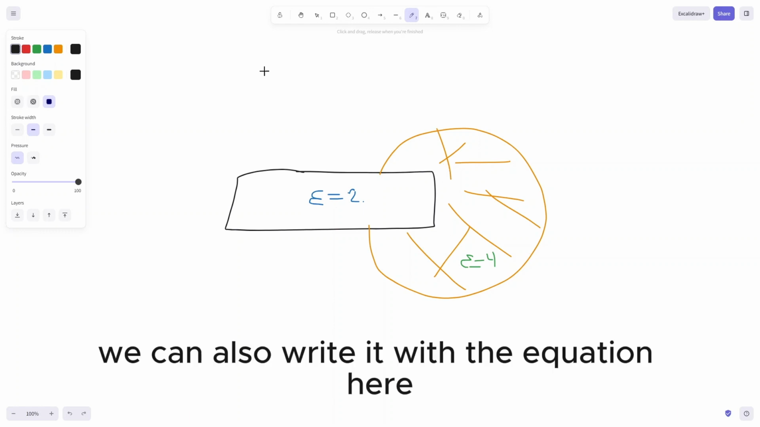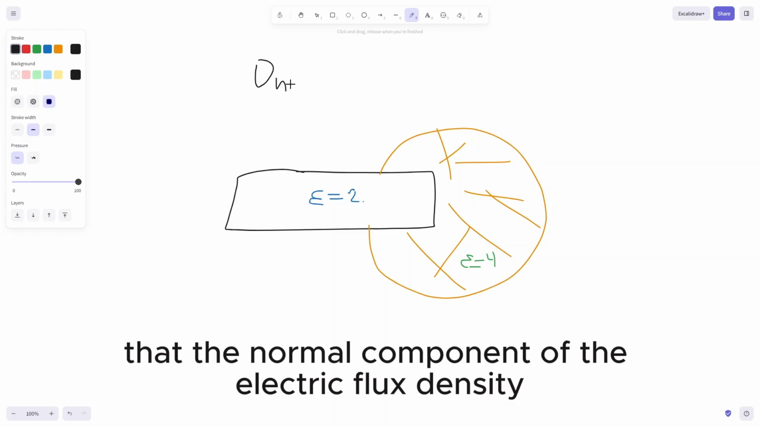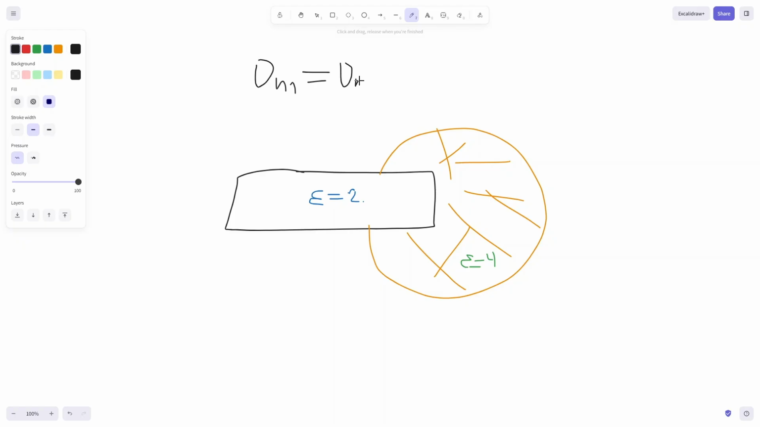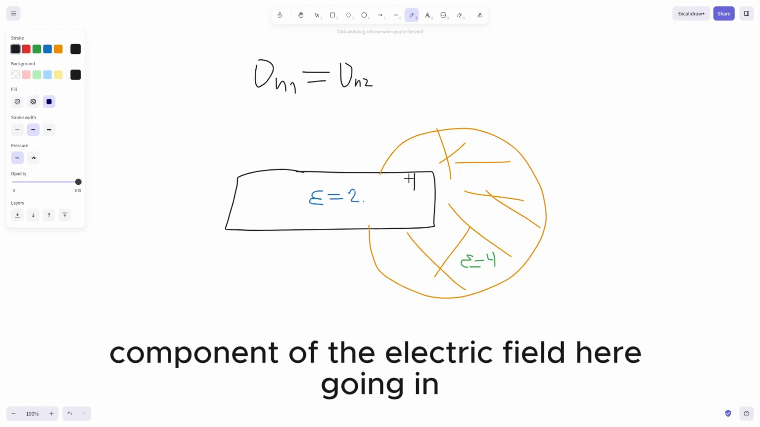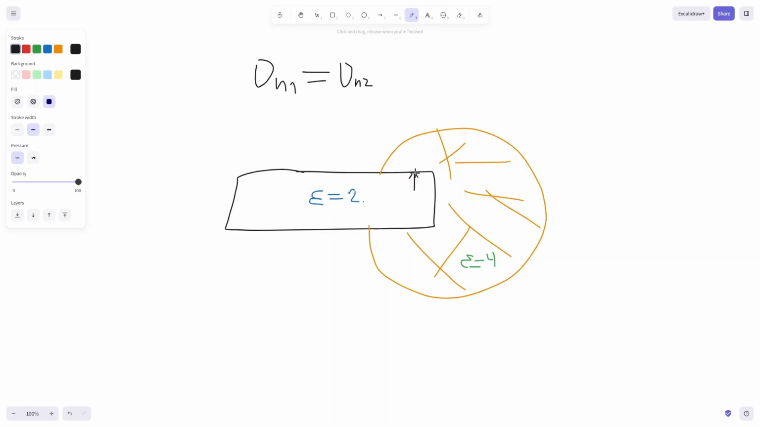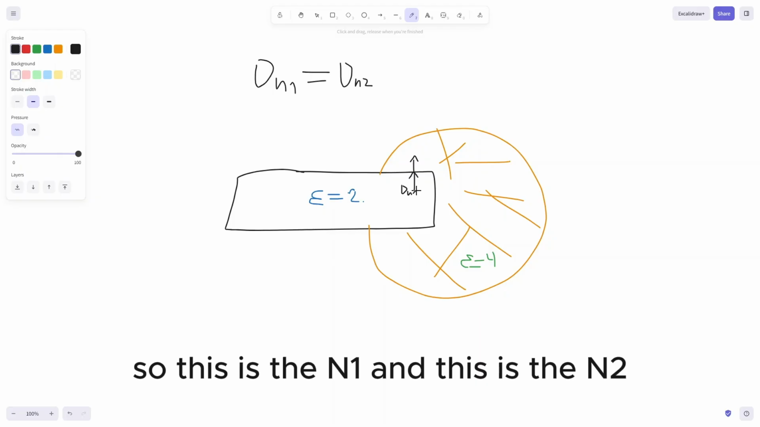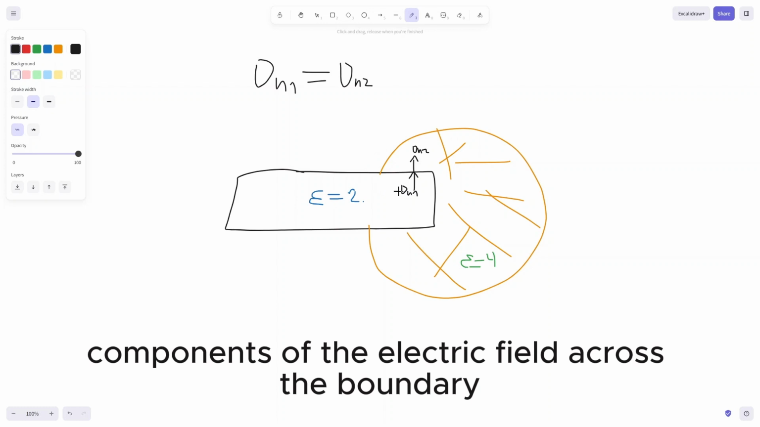We can also write it with the equation here that we know, stating that the normal component of the electric flux density at the boundary is equal. So what do I mean by that? I mean that the normal component of the electric flux density should be the same on each side of the boundary. So this is the N1 and this is the N2. And these two components across the boundary should be the same.